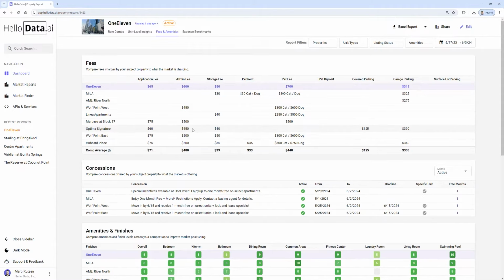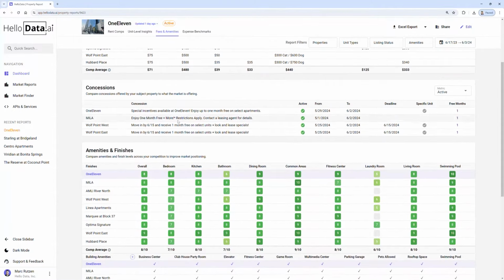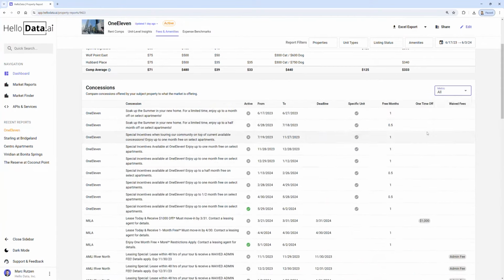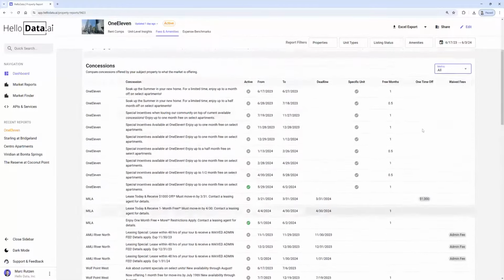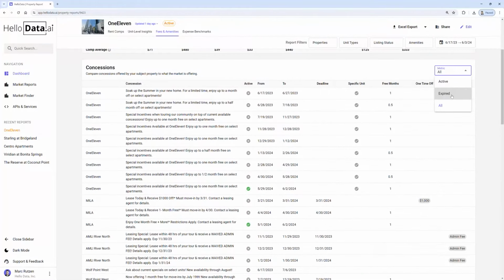Just a great resource. Below that, we'll show all the concessions historically that have been offered. Here we're filtering to just active, but if I go to all, well, there's quite a history of concessions across all these properties. So good if you want to get granular and dig into the historical concessions.